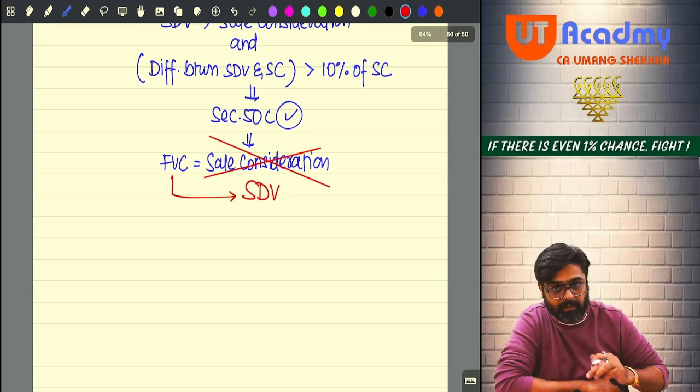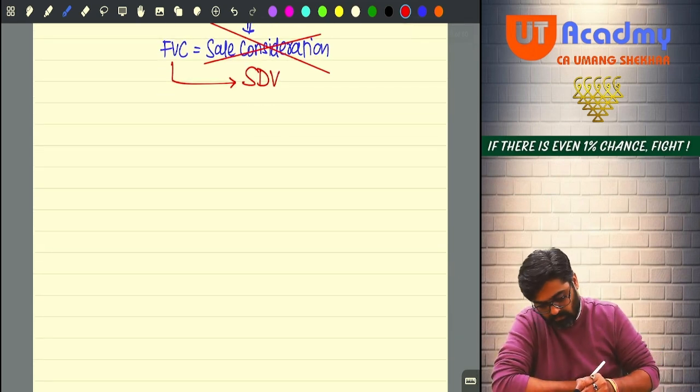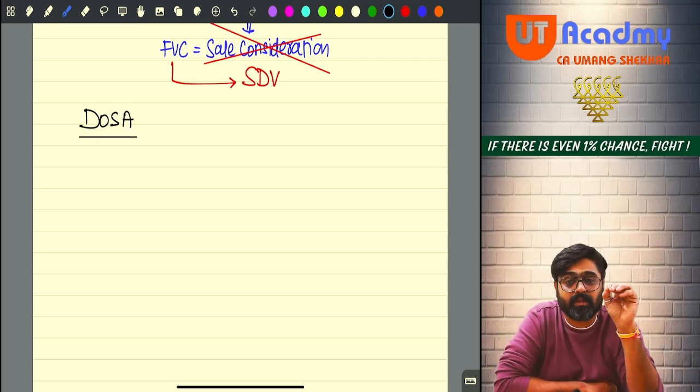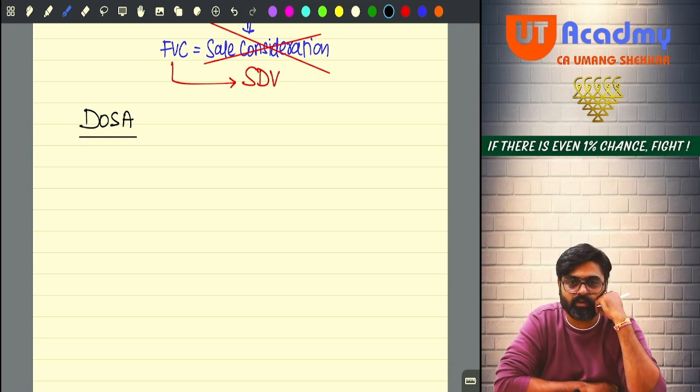Now see, what will happen, I will tell you. There will be two dates. Date of sale agreement. This is the date on which negotiations happen and the sale is finalized. Sale is final. Today I am ready to sell to you, today you are ready to buy from me. At what price? 50 lakhs, for example. So today the sale agreement will be made.